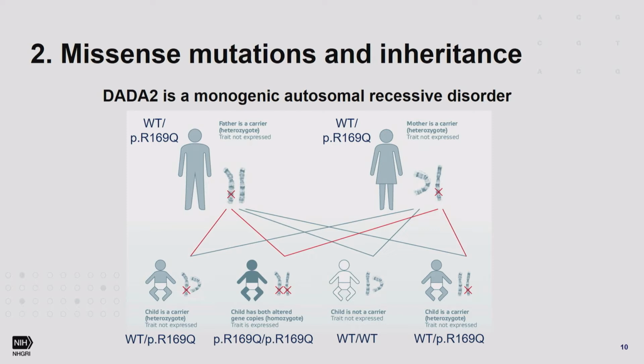So there's actually quite a few missense mutations in DADA2, but now I want to make a brief overview of what DADA2 is. I'm sure you all have heard that DADA2 is considered a monogenic disorder. So does anyone know what monogenic means? Great, awesome. Monogenic means that there is one specific gene that is responsible for a disease or deficiency.